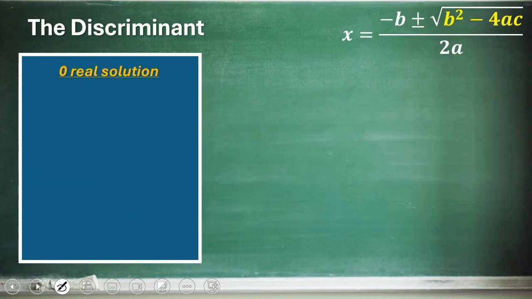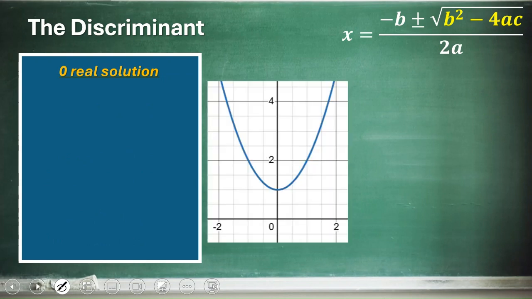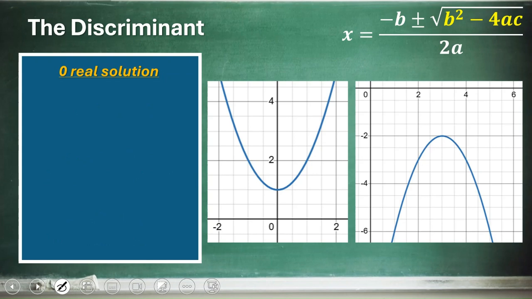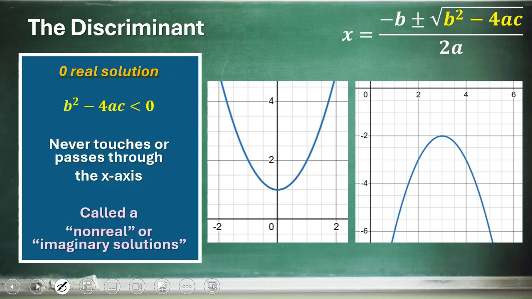And we also have an option for 0 real solutions. So here's an example, and here's an example. What you're going to notice is in the upward facing parabola as well as the reflected parabola, neither graph passes through or touches the x-axis. So in this case, b squared minus 4ac is less than 0.